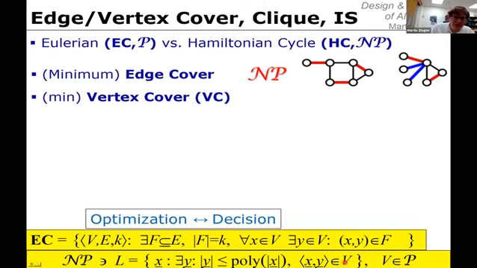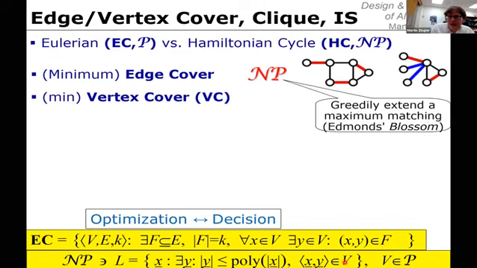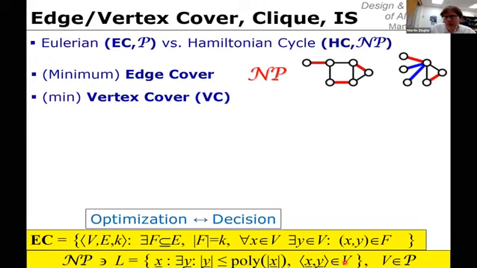That's easy. So to summarize, the edge cover problem is in NP, but while this is true, this is not optimal. It's not optimal for a similar reason as the Eulerian cycle on the previous slide was in NP, but actually this was not optimal. It was even in P.